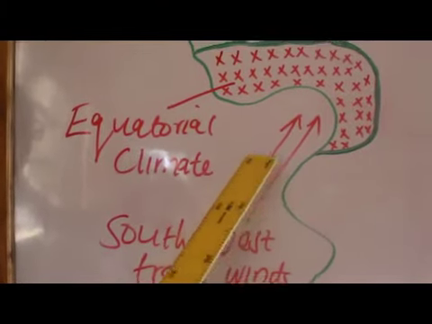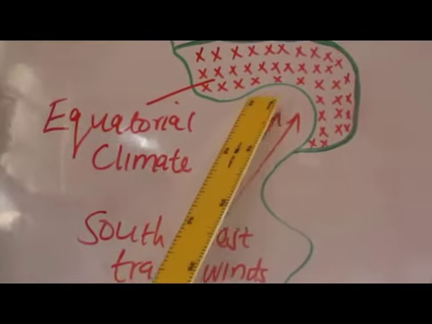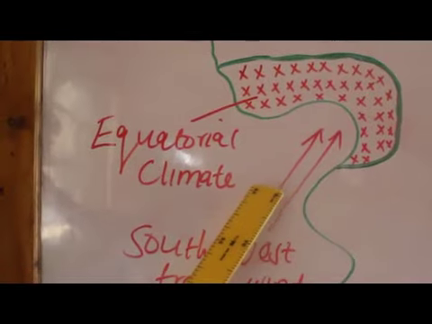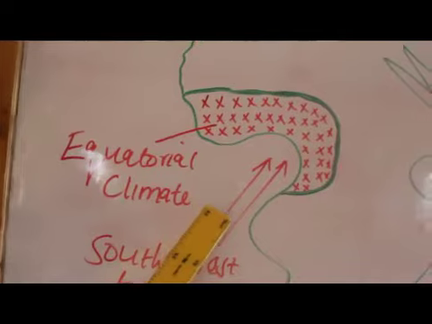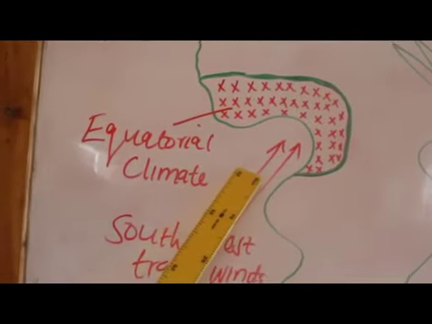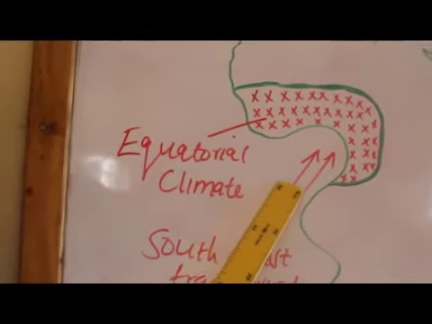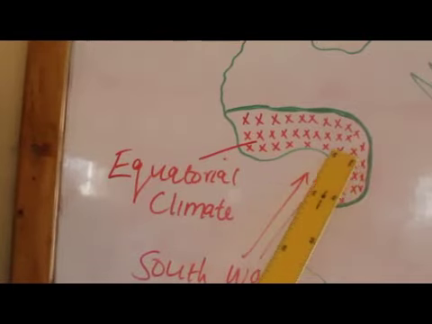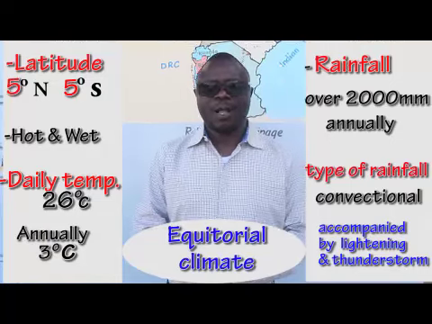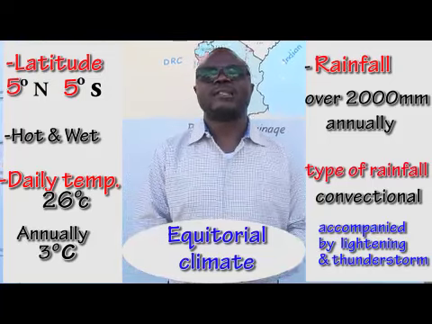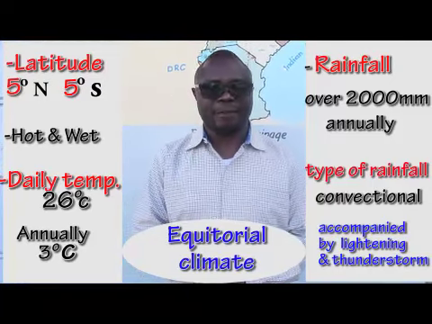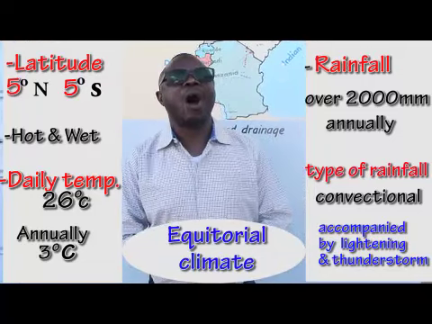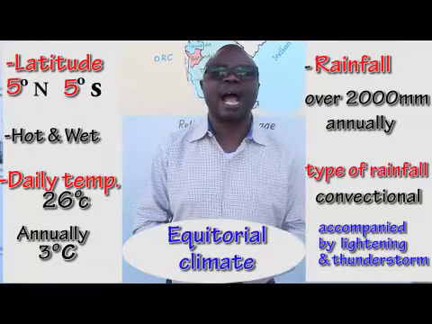Remember, I told you these are what you call the onshore winds. Onshore winds are winds that blow from a water body to a landmass. Normally, these winds carry a lot of moisture and therefore bring rainfall to the adjacent land. Now, equatorial climate is found between latitude 5 degrees north and 5 degrees south. It is hot and wet throughout the year.